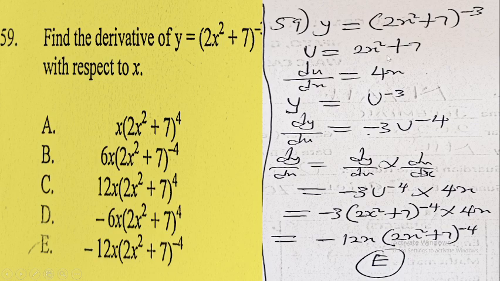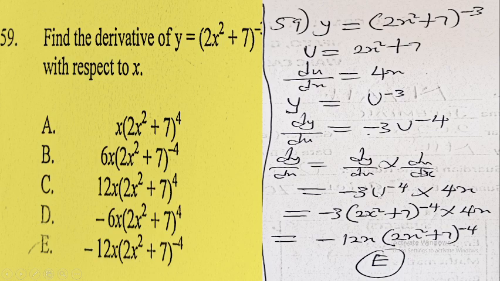If I differentiate u with respect to x, I will have du/dx equals 4x. That means I have y is equal to u raised to power minus 3, and that's what I'm having here. If I differentiate y with respect to u, I'll be having dy/du equals minus 3u raised to power minus 4. So using the chain rule, dy/dx is equal to dy/du times du/dx, because if this du cancels du here, you'll be having dy/dx left. That means it's correct. So dy/du is minus 3u raised to power minus 4 times du/dx, which is 4x.